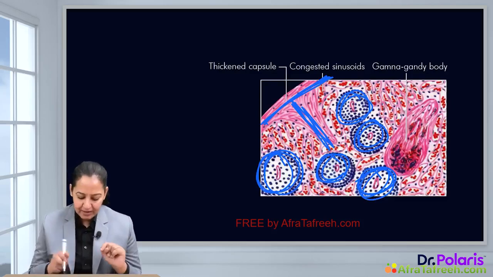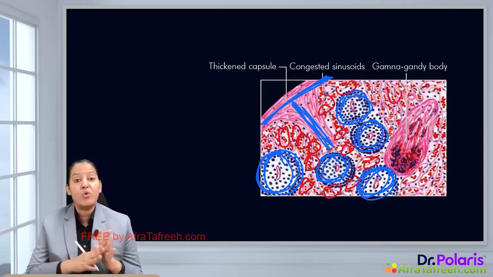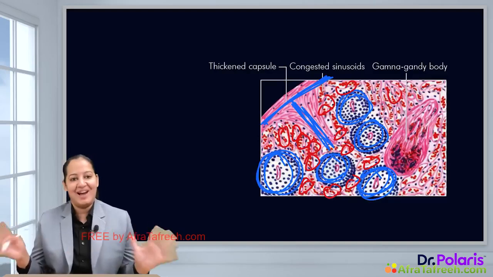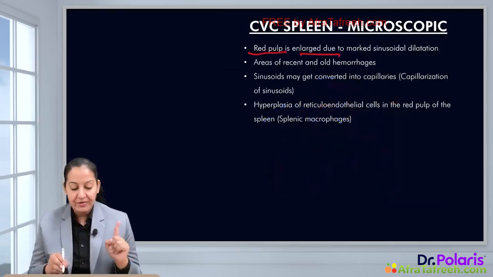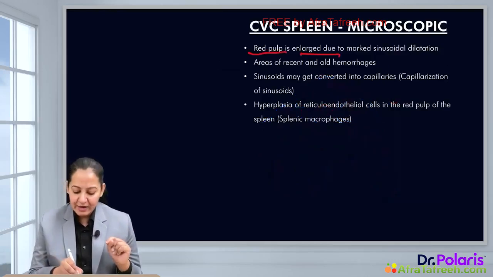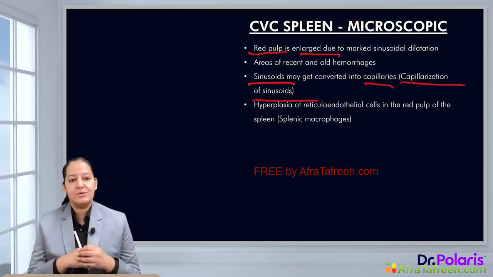But see the red pulp. Can you appreciate here the sinusoids, the capillaries, they increase in number drastically and they are dilated. So the red pulp is enlarged. The point is, red pulp is enlarged and sinusoids are converted into capillaries. It is known as capillarization of the sinusoids.